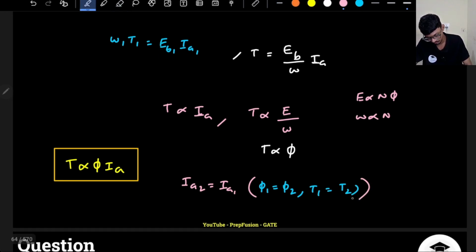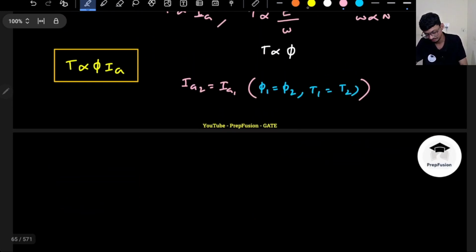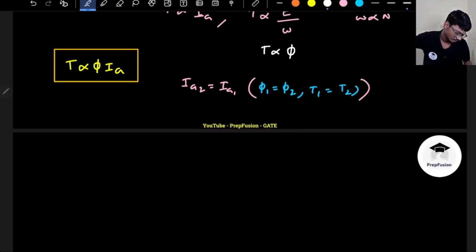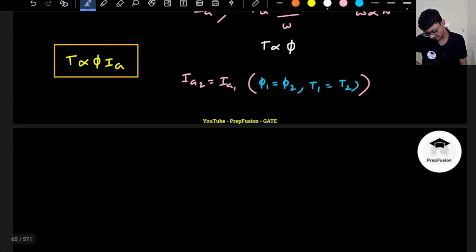So I can say that current is not changing. So what will be the case for Eb2? Eb2, same relation, right? It is my V, terminal voltage. Terminal voltage does not change.